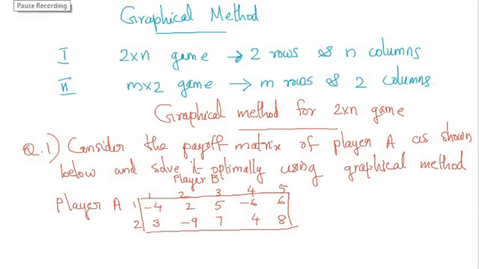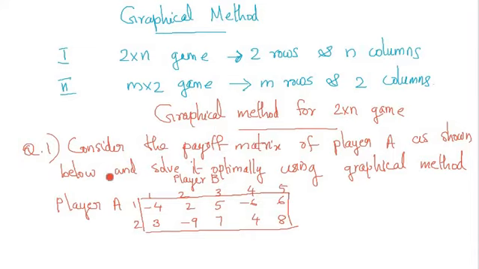Now we can see the graphical method. There are two types of games: 2 by n game, that is 2 rows and n columns, and m by 2 game, that is m rows and 2 columns. First we can see the graphical method for a 2 by n game.